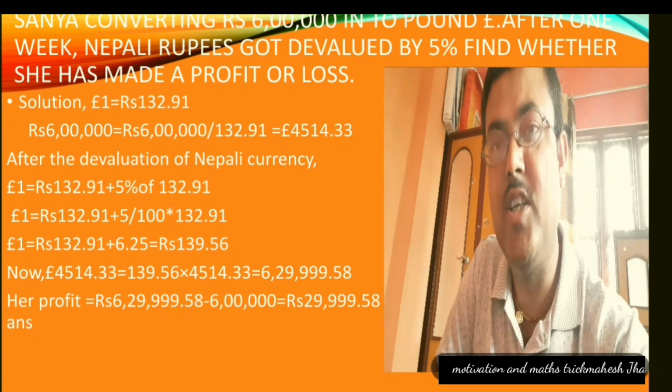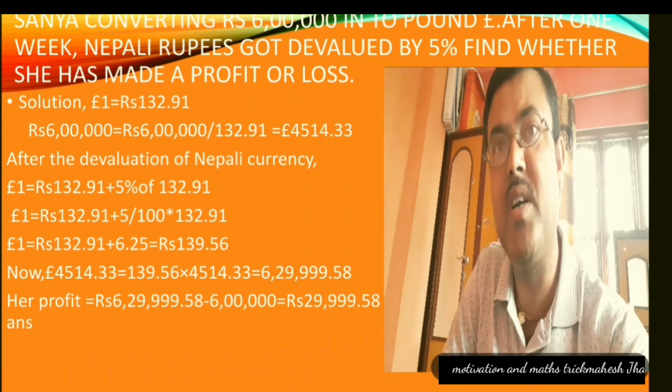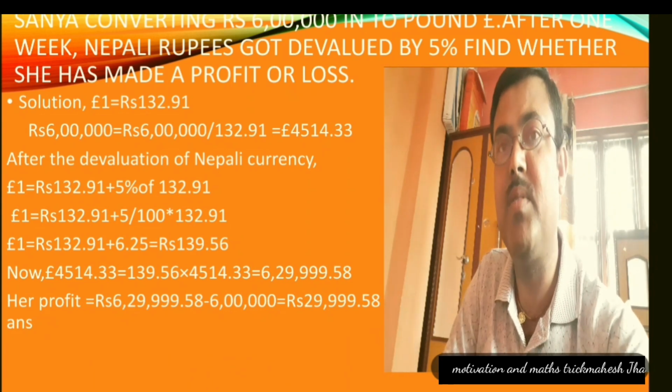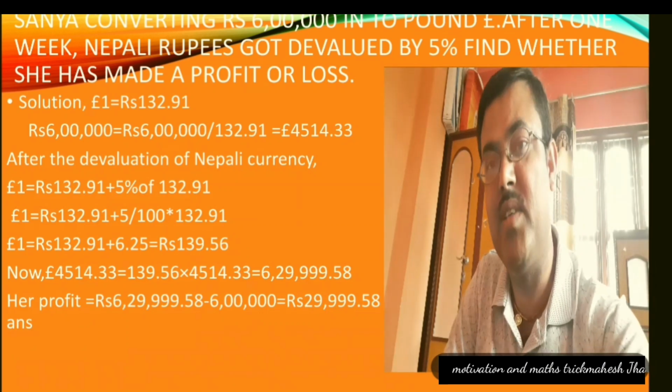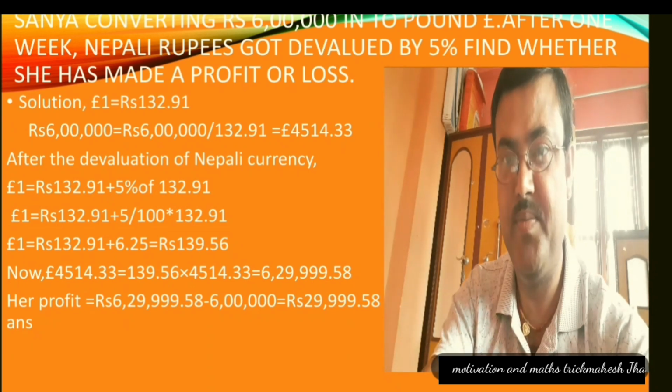It gives 6,29,999.58. Then his profit becomes: it was 6 lakh, now it becomes 6,29,999.58. It means the profit is 29,999.58.